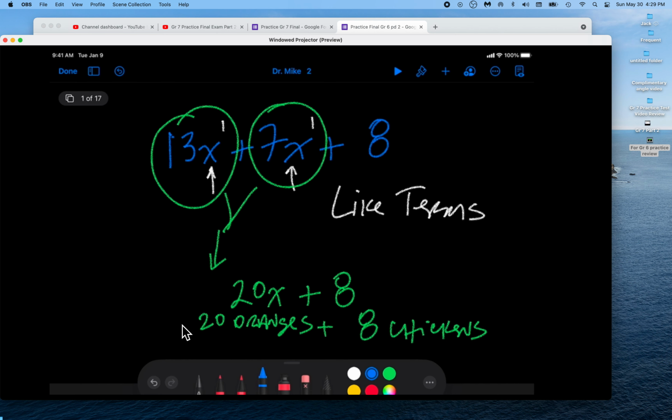If I was to put a variable here, it would actually be x to the 0 power, because anything to the 0 power is 1. This would be here x to the first power. Same variable, but different exponent.